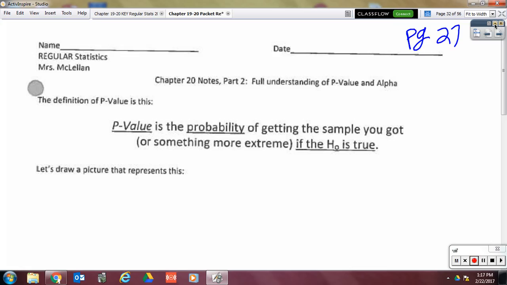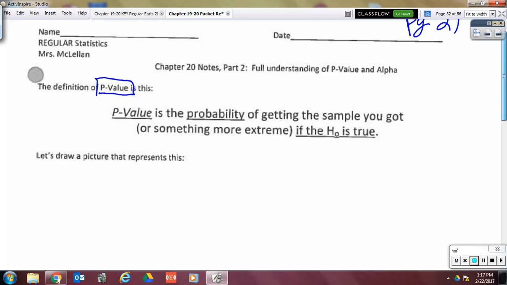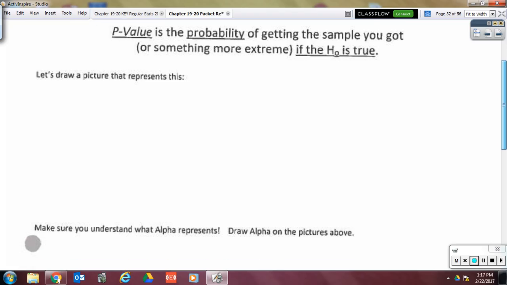The first thing that we want to do is understand what this thing called a p-value is. So I have the definition. I also have a song of it, and then we're going to be drawing it. Okay, so here we go. First, let's actually draw it, and then we'll talk about the definition.